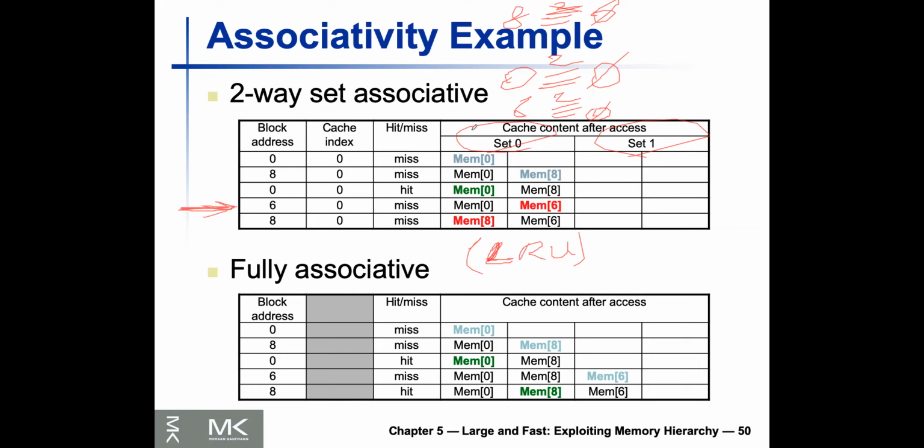So for instance, when block 6 is referenced, you understood that 6 mod 2 is going to be 0, so it's still going to be set 0. Since block 8, among the two, has been used the furthest in the past because it was older than the 0 one, we're going to replace it with that, okay? Does that make sense?